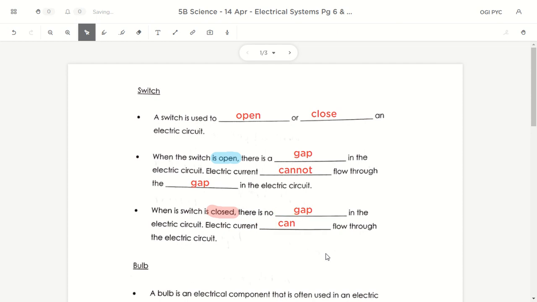Alright, so there are two types of circuit which you will learn today, open and closed. Open circuit means there's a gap. Closed circuit means there's no gap, and the electric current can flow, and that's why our light bulb would light up.